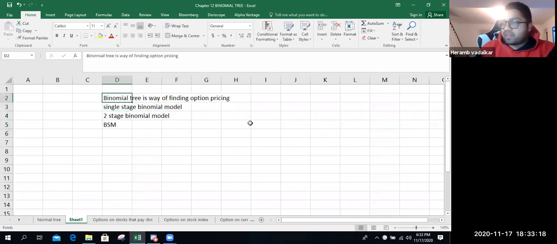Binomial tree is a way of finding option prices. There are two types of options, calls and puts. So binomial tree is a way of finding prices for calls and prices for puts. There is the single stage binomial model and the two stage binomial model that we are going to discuss. But in real life, binomial trees are not used to price options. Mostly the Black-Scholes-Merton model is used to price options.